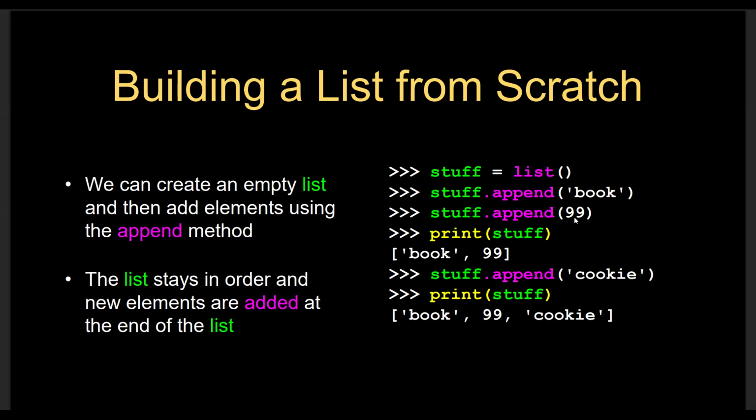Next, if I want to add another element to the end of the list, what you need to do is stuff dot append of cookie. You need to use the append method and also mention whatever element you want to append to the list. Here I want to add cookie to the end of the list, so I mentioned cookie. After printing stuff, you can see the cookie has been added to the end of the list. See, book, 99, cookie. Like that we can build a list from scratch.